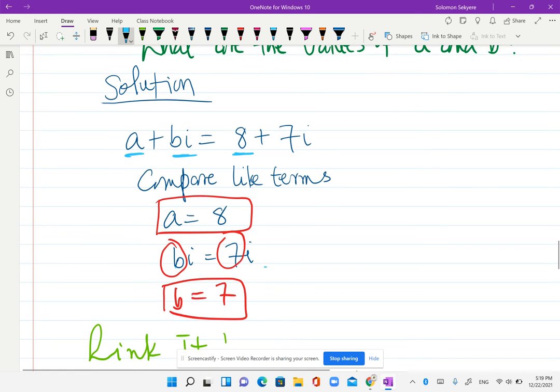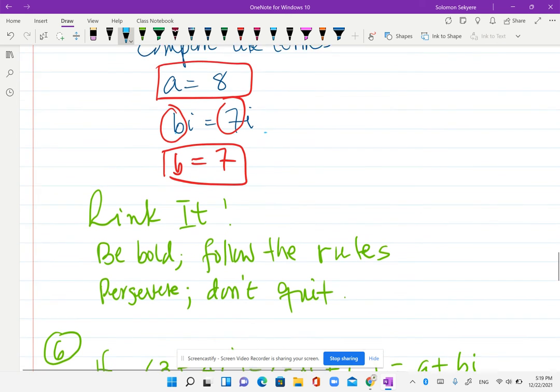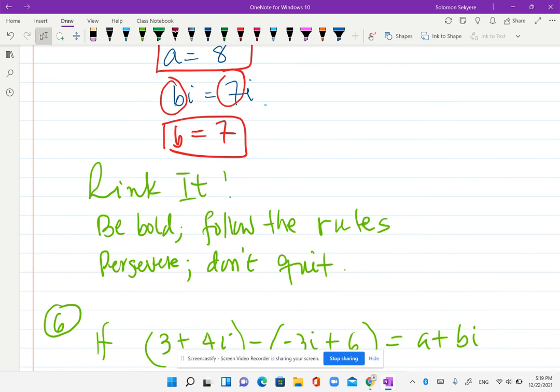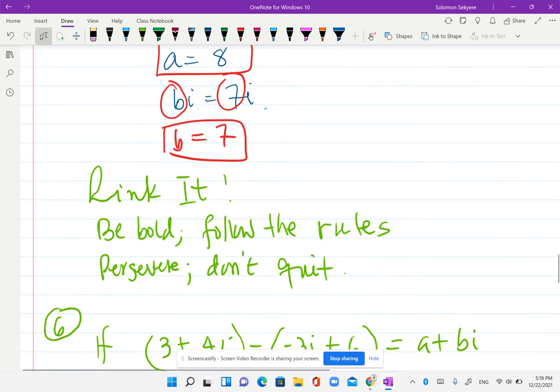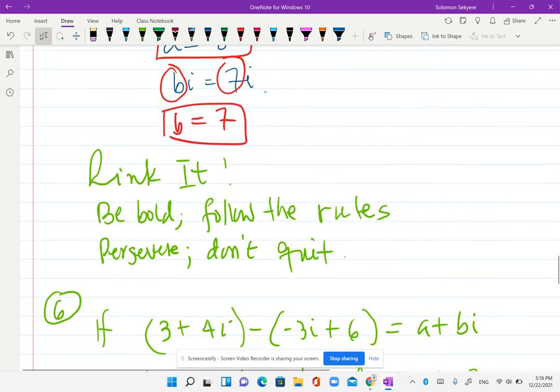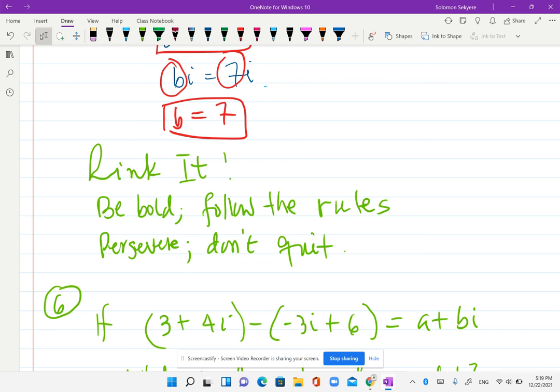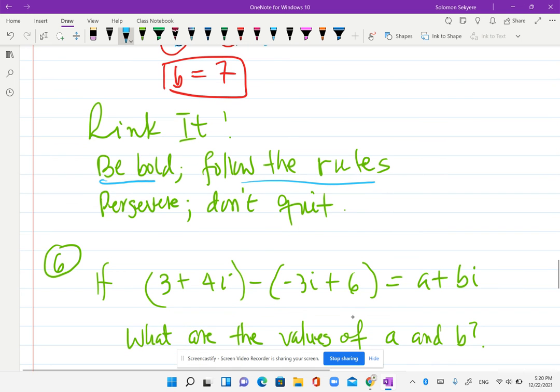Now I say link it. That means everything I've taught you, you need to apply it to solve the following question. This is really easy. And I say what? Be bold. Follow the rules of algebra. Persevere. Don't quit. When it gets a little harder, which it shouldn't in this exercise, do not quit. Keep on moving and you get to an answer as long as you follow the rules.